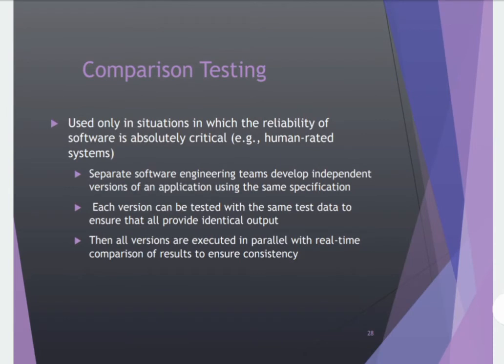Now the next one is comparison testing. Use it only in situations in which the reliability of the software is absolutely critical, for example human rated systems, where separate software engineering teams develop independent versions of an application using the same specification. Each version can be tested with the same test data to ensure that all provide identical output. Then all versions are executed in parallel with real-time comparison of results to ensure consistency.